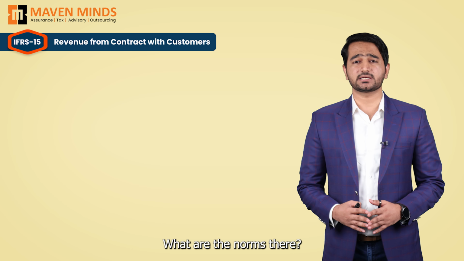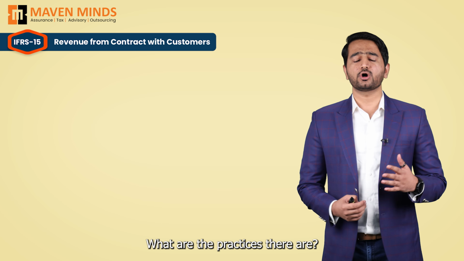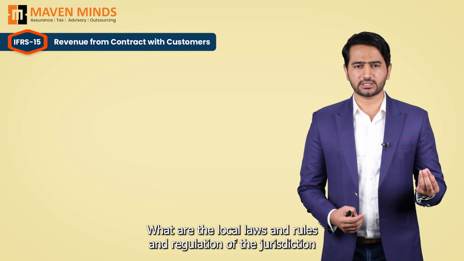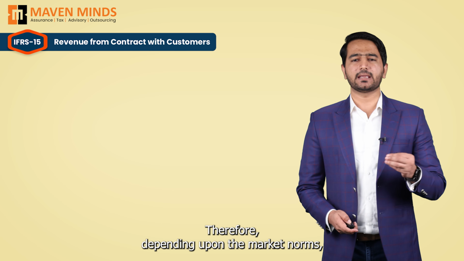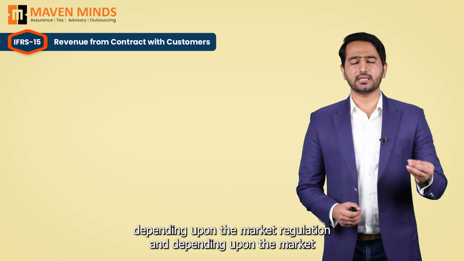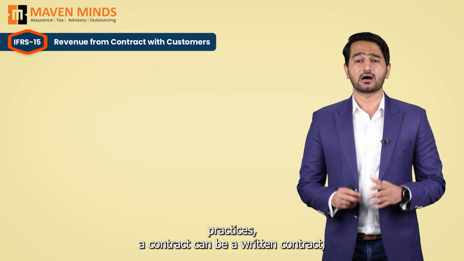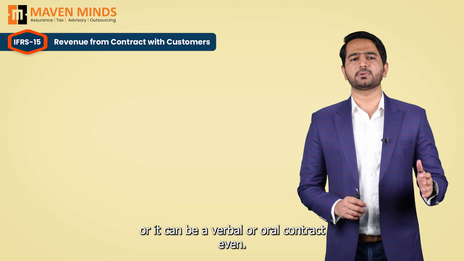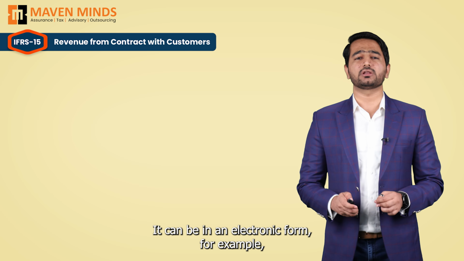What are the norms there? What are the regulations there? What are the practices there? Or what are the local laws, rules and regulations of the jurisdiction in which our company is operating? Therefore, depending upon the market norms, market regulation, and market practices, a contract can be a written contract or it can be a verbal or oral contract. It can even be in an electronic form.